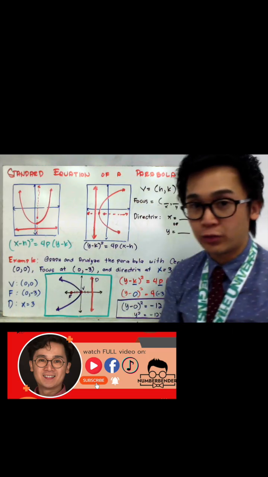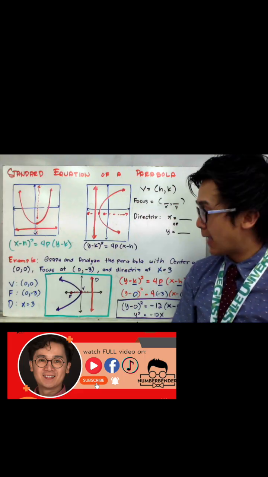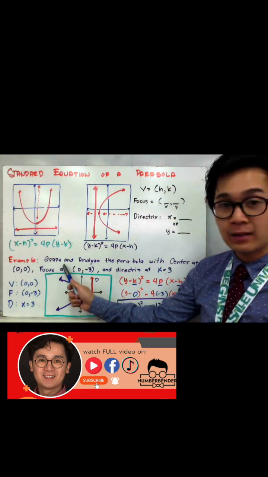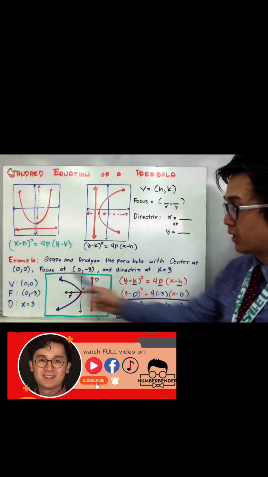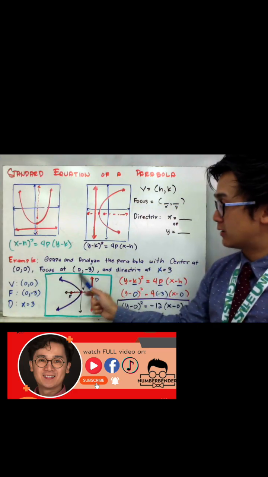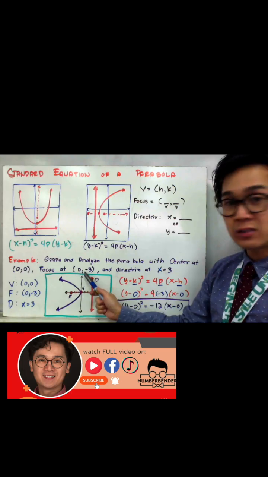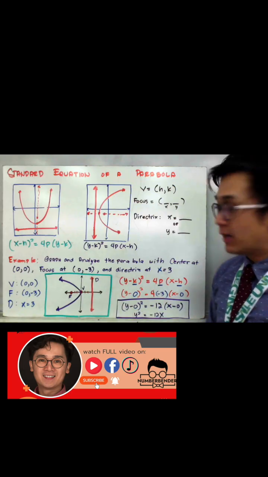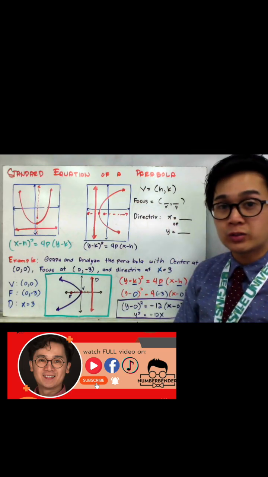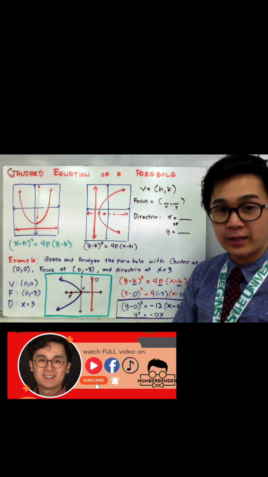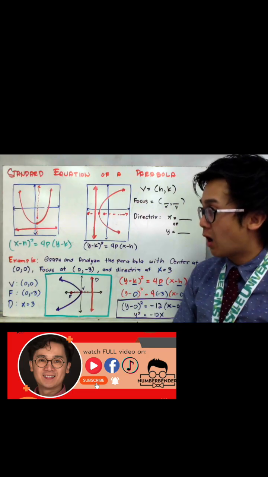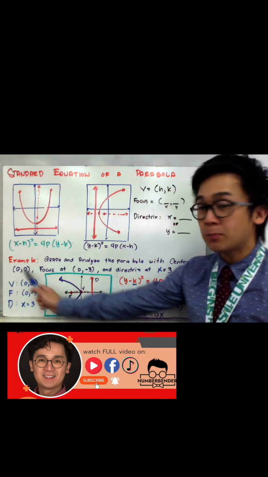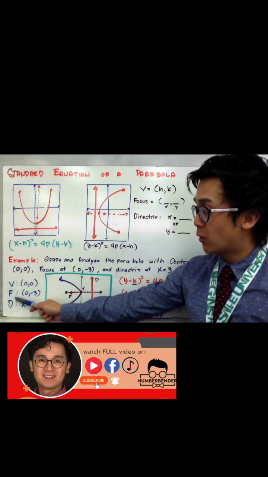So let's have our first example. In our first example, we need to graph and analyze the parabola with the given center at (0, 0), given focus at (0, -3), and directrix at x equal to 3. Now, it's very important that you use a graphing paper when you're working with conic sections, because to be able to analyze your conic section, you need to first graph the given parts of the problem. So we have three parts, which is vertex, focus, and directrix.